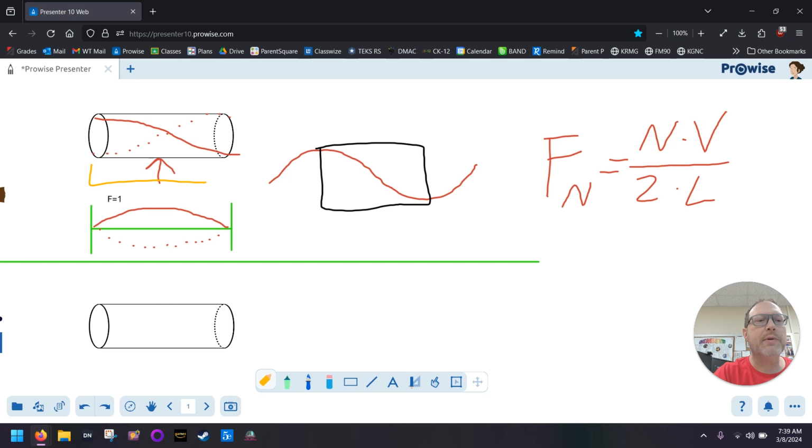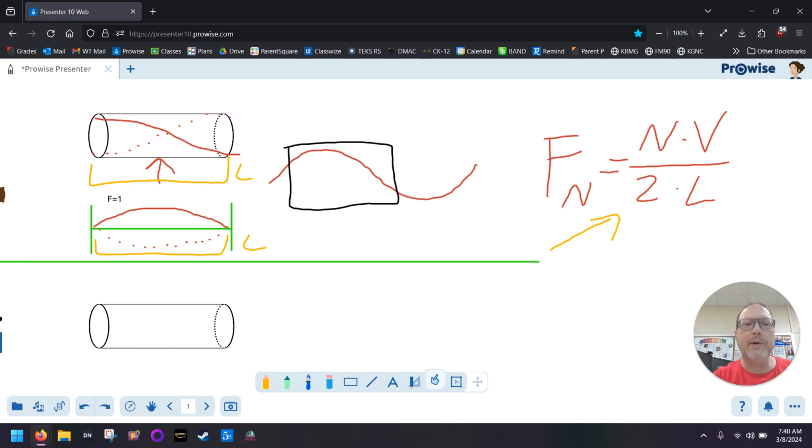So this right here would be L. Now the reason why it's 2L, remember, is that this standing wave at the lowest fundamental frequency is only half of a wave. So to get an entire wavelength, you have to multiply that length times 2.